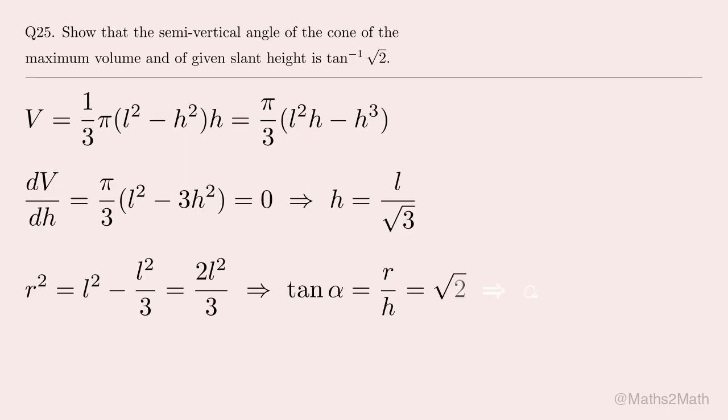Then r squared is 2/3 L squared, and tangent of the half angle, r over h, is root 2. The semi-vertical angle is inverse tangent root 2.